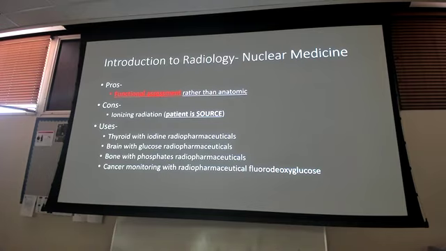There are your uses: thyroid, brain, bone, cancer. We're going to talk about the biliary tree and things along those lines, and all different kinds of radiopharmaceuticals, right? Thyroid, iodine; brain, glucose; bone, phosphates, makes sense. The bone likes phosphates. And then cancer localization with fluorodeoxyglucose, a big fancy type of glucose.